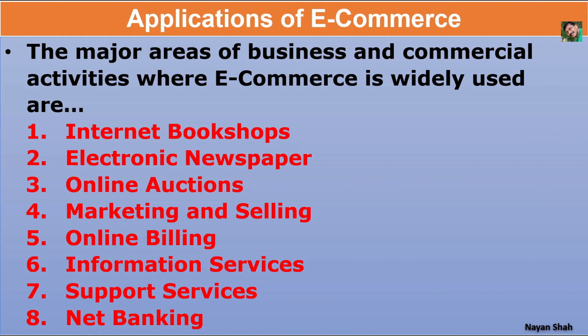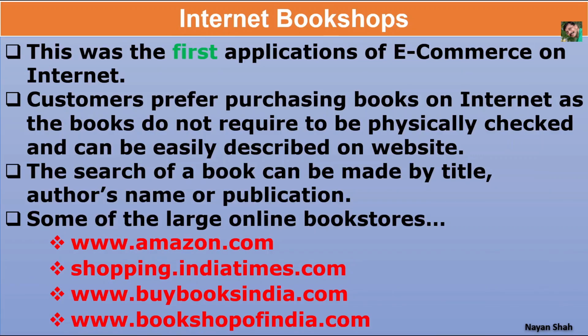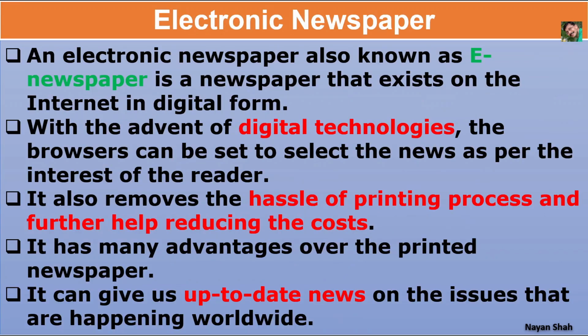We have seen the first four, that is internet bookshops, electronic newspaper, online auctions, and marketing and selling. So that is internet bookshop. Please remember the website names given in the textbook. These four website names for internet bookshop.